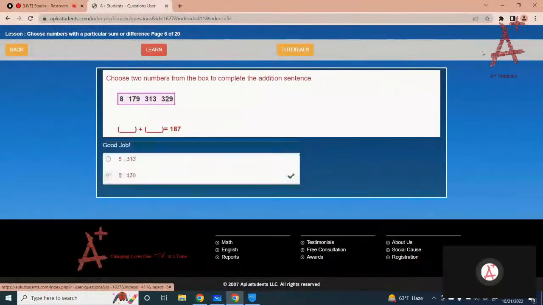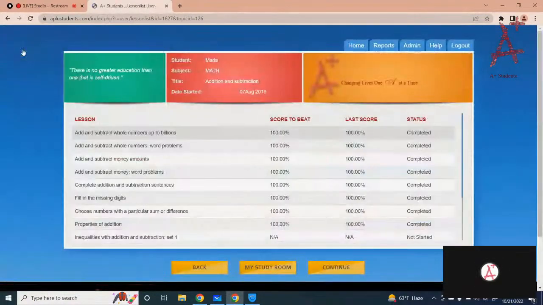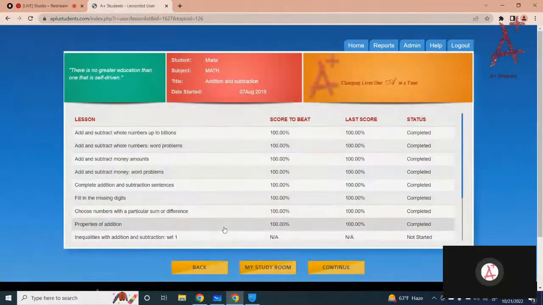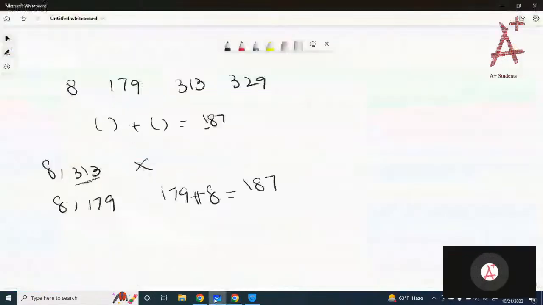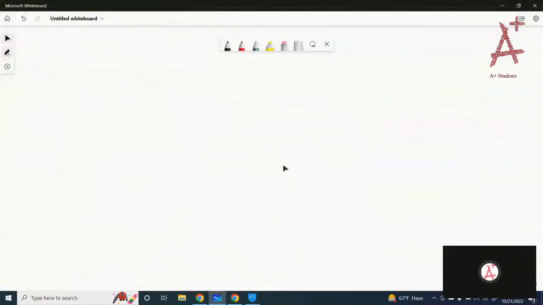Okay, you can complete the test by yourself later today. I'm just moving on to the next topic. If you need more help with the topic, you can contact any tutor on Skype. They are available from Monday to Friday, 5 to 9. Got it? Okay, now the next topic is properties of addition. Let's start with the next topic.